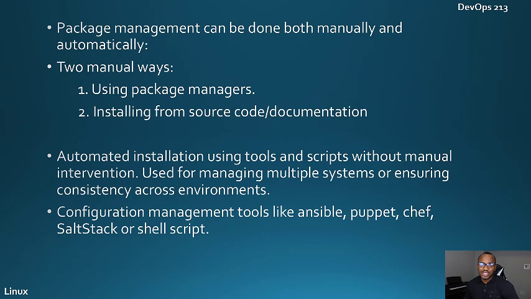You can do it automatically using configuration management tools like Ansible, Puppet, Chef, or you can write a script because you don't want any human interaction, or you can install your package manually, inputting your own command and doing it yourself. You can do it in two ways: using package managers, or you can also install the package using documentation or online documentation or source code. You can download the binaries and install it on your machine.